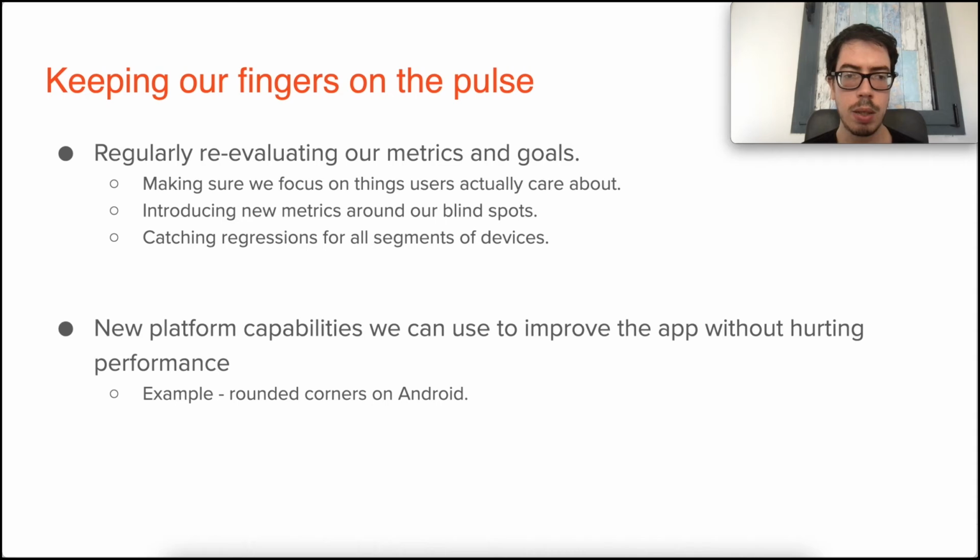We also need to always make sure to consider new platform capabilities that allow us to improve the Facebook Lite experience without hurting performance on low-end devices. For example, in the past, introducing rounded corners was relatively difficult without hurting performance on low-end devices, and today it's much simpler on new Android versions.